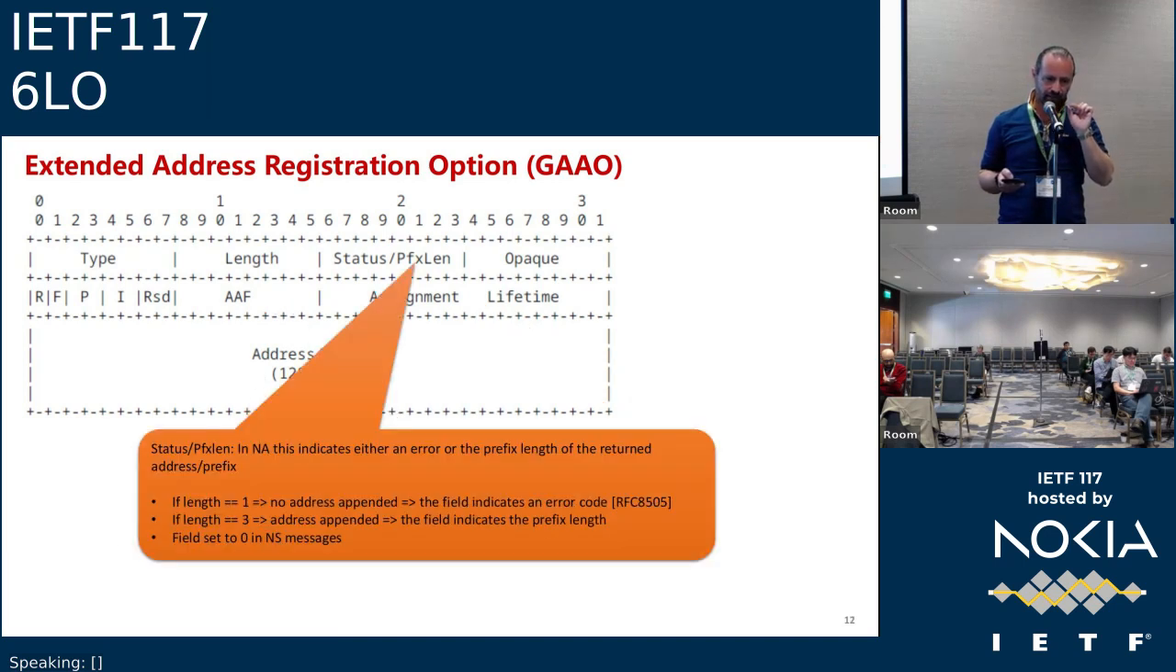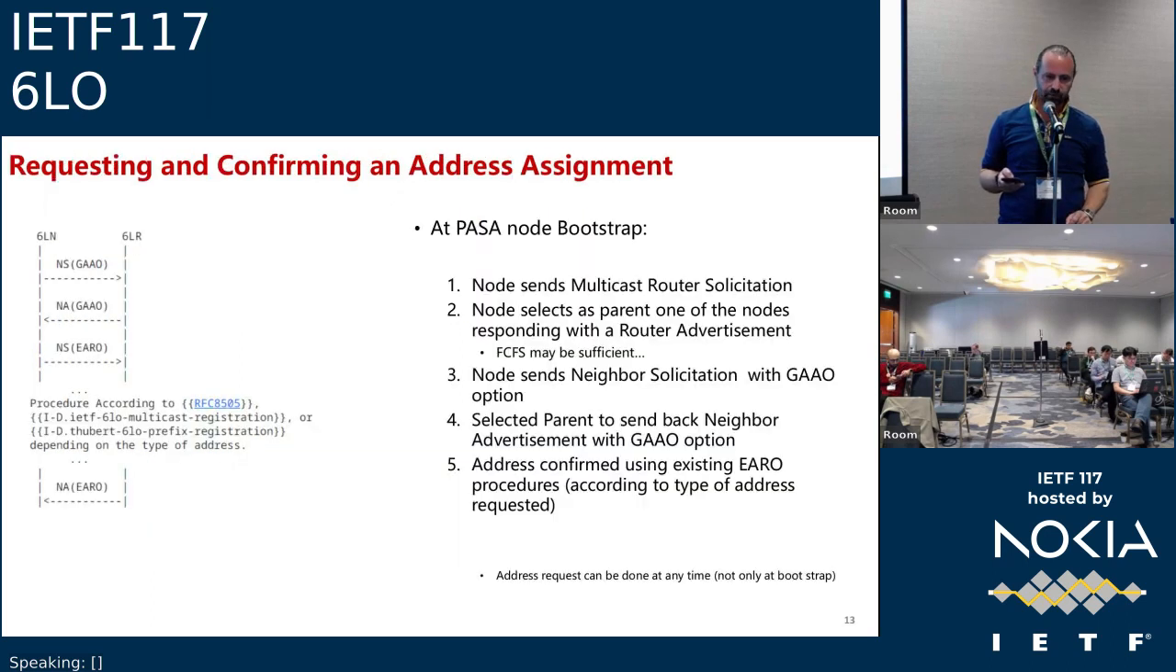The one thing that is a little bit peculiar is the status prefix length, because it works like that. If there is an error, there is no address returned in the corresponding neighbor advertisement. In this case, the length remains 1, and this field gives you the error code like in 8505. Instead, if there is an address appended to this message, the length becomes 3, which means that this field gives you the actual prefix length of the address that is appended to the option. That's the only small tweak.